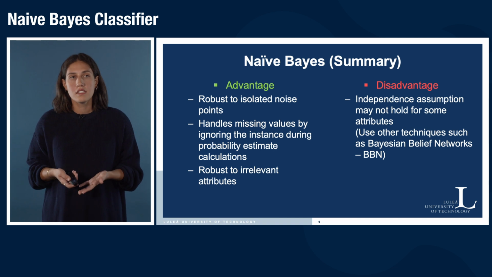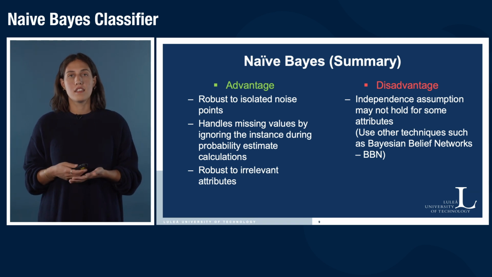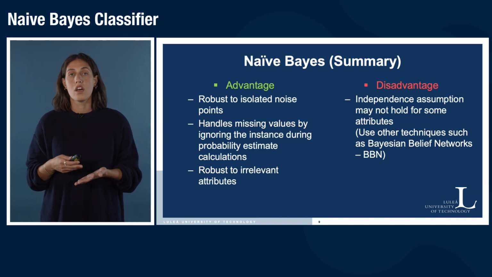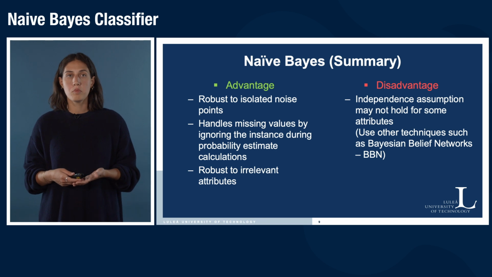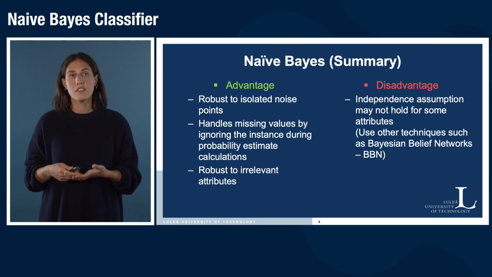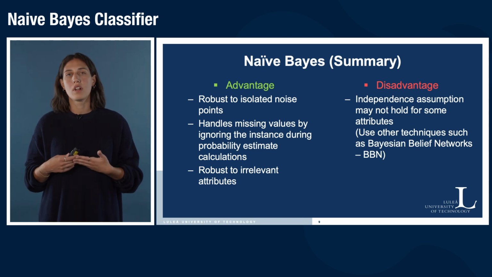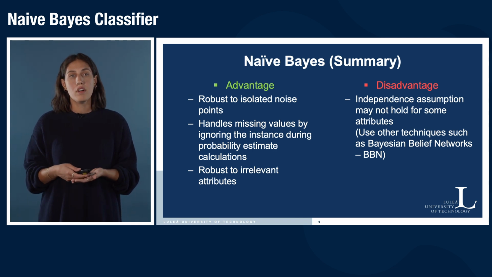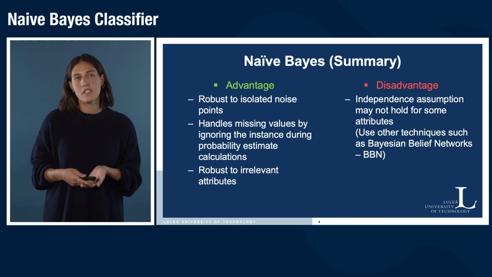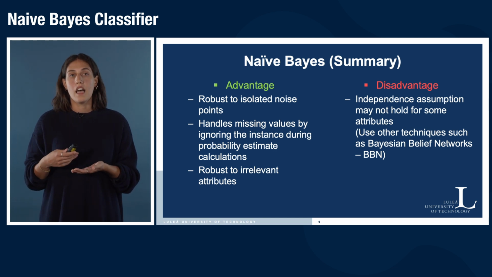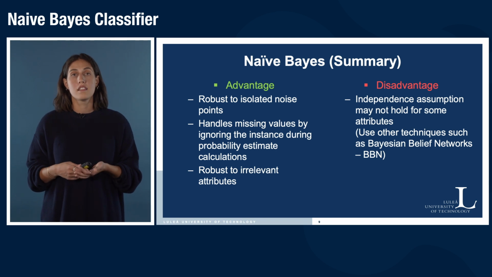So to summarize, the NaiveBayes classifier has several advantages, such as robustness to isolated noise points. It handles missing values by ignoring the instance during probability estimate calculations, and it is robust to irrelevant attributes. However, the major disadvantage of NaiveBayes is that the attributes are assumed to be independent, as this may not hold for all attributes.